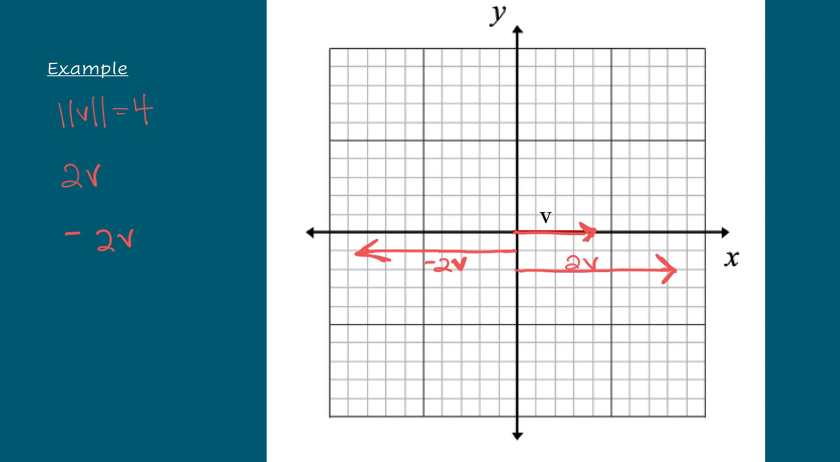If I multiply times a positive 1/2 v, then I'm going to come out here and I'm going to go to here. Okay, so 1/2 v. So whenever I multiply times a fraction, I make it smaller. If I were -1/2 v, I would go in the reverse, and still make it smaller.